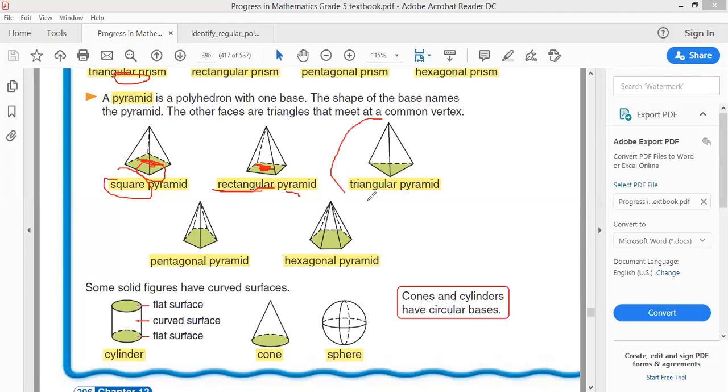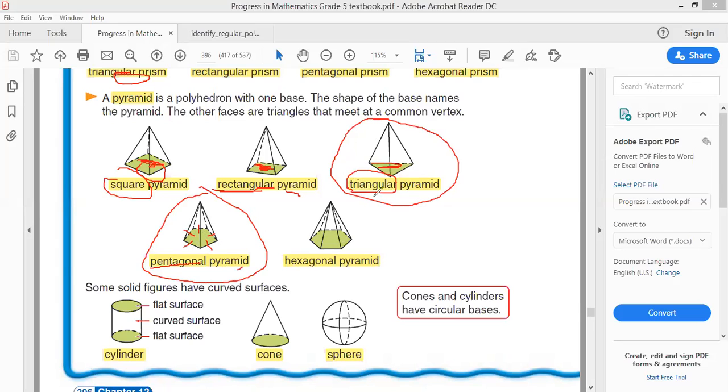Now in this shape, tell me what is the base shape, the green color? Triangle. So we call it triangular pyramid. In this shape, it's a pentagon with 5 sides: 3, 4, and 5. So we call it pentagonal pyramid.